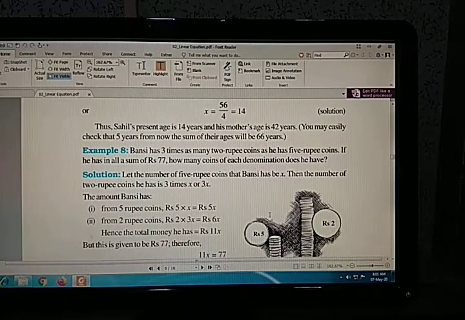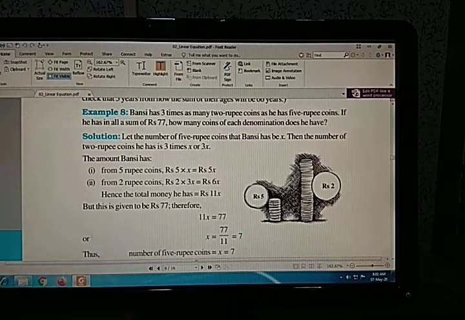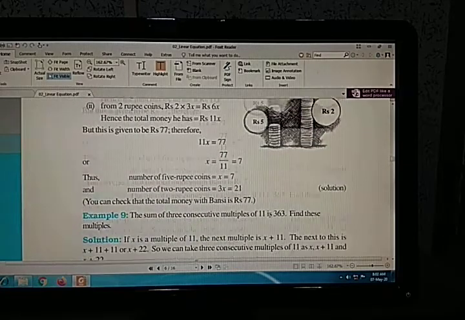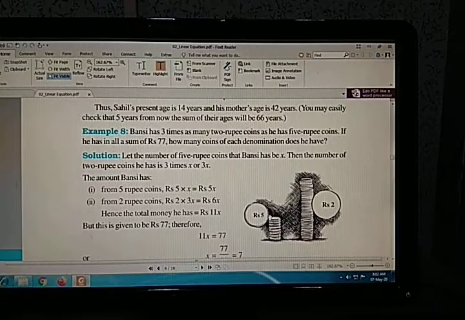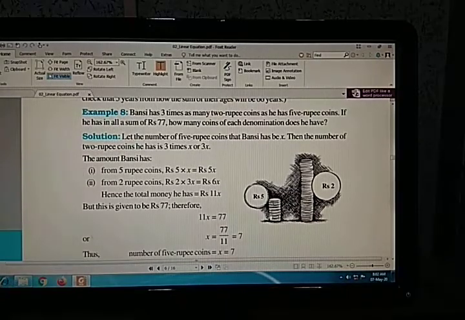Now next, example 8. Let us see. Bansi has 3 times as many 2 rupee coins as he has 5 rupee coins. If he has in all a sum of rupees 77, how many coins of each denomination does he have? Now this question might seem to be a little complicated, but if we clearly read the lines carefully, then it will be easy for us.